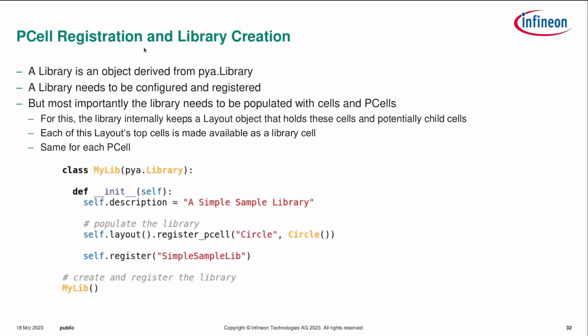Once I have defined a P-cell, I usually want to put it into a library. The way you use a library is you generate your own class derived from pya.Library. The library comes with its own layout object. This is where your objects live, and this is where I register my P-cell. So Circle is the class I have defined before. I register it under the name Circle. Then I finally register the library in the system under the name SimpleSampleLib here. And in order to get all this up and running, I have to instantiate this object here, MyLib, just once, and once this is done, it's registered inside the system and available in the library manager.